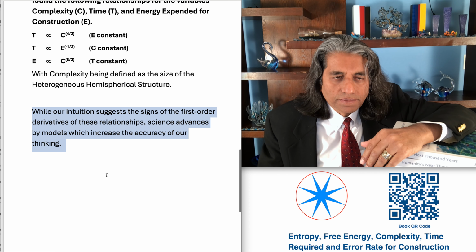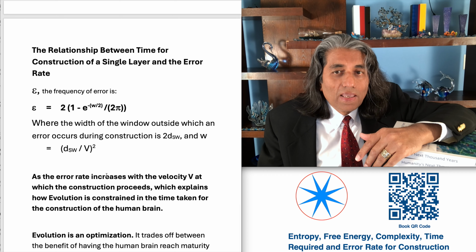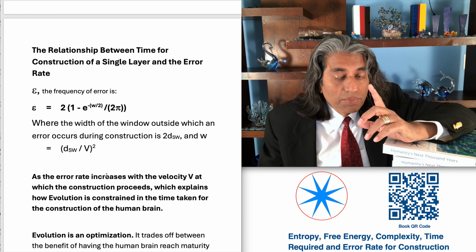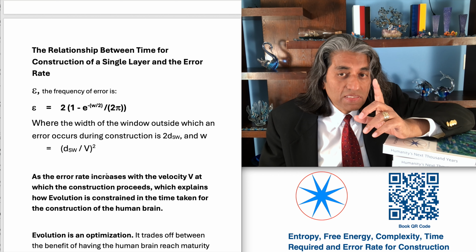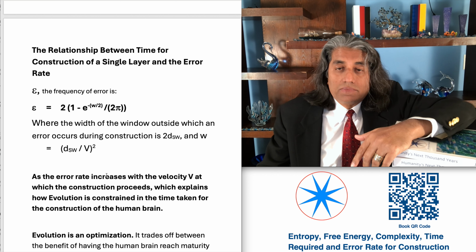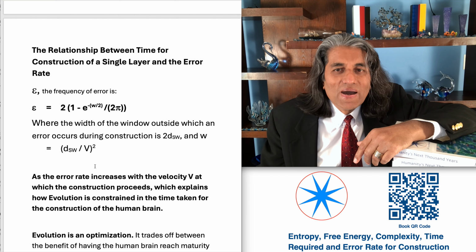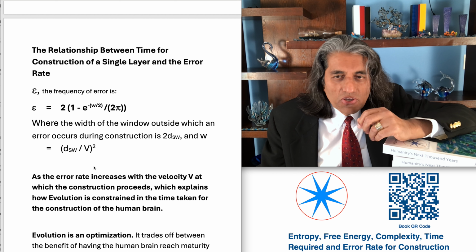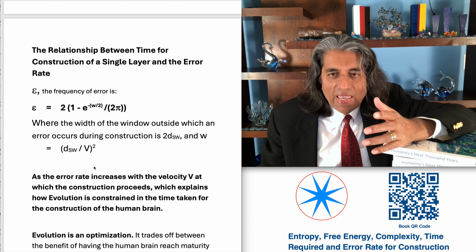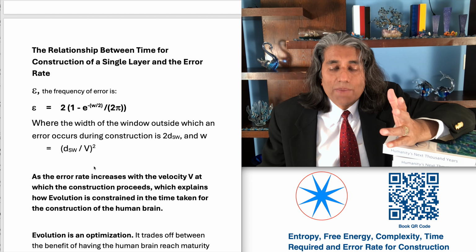So now, to come to that, back to that question about why does our brain take 17 years to mature? Of course, for some people it'll take even longer, but here's the thing. So what I say next is, okay, if I speed up the process of construction, what happens to the error rate?